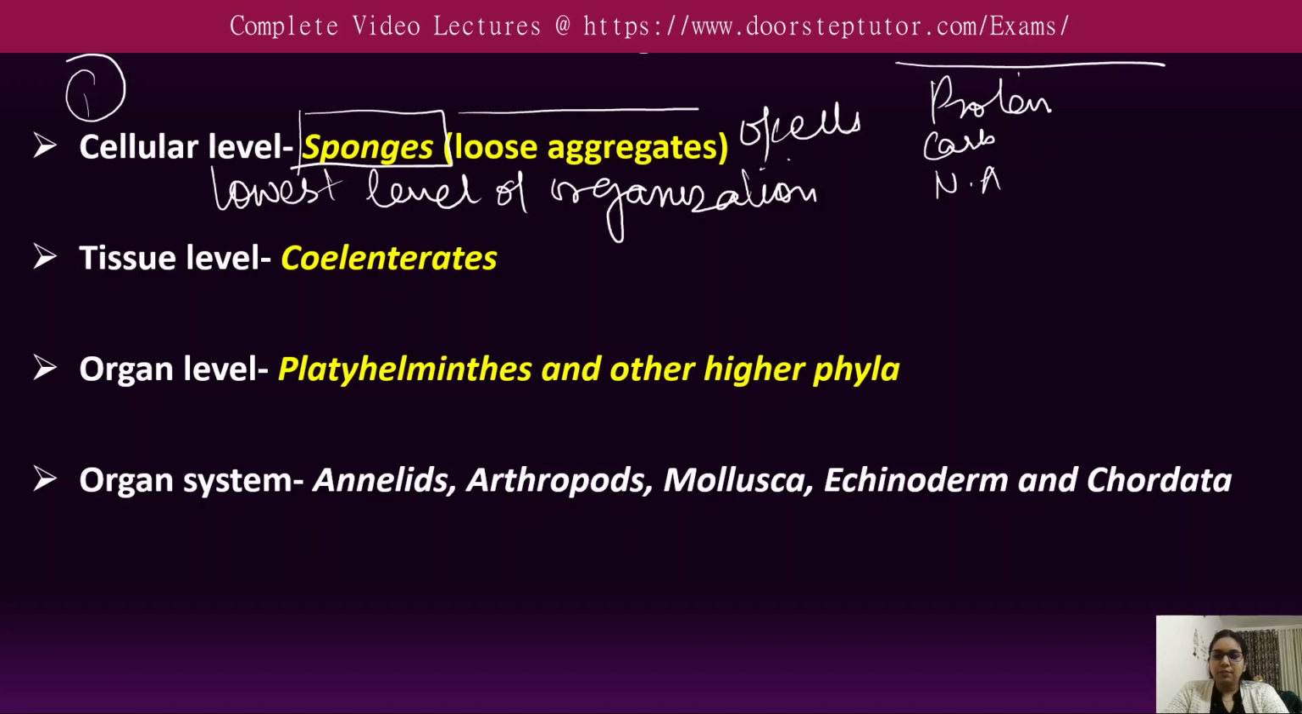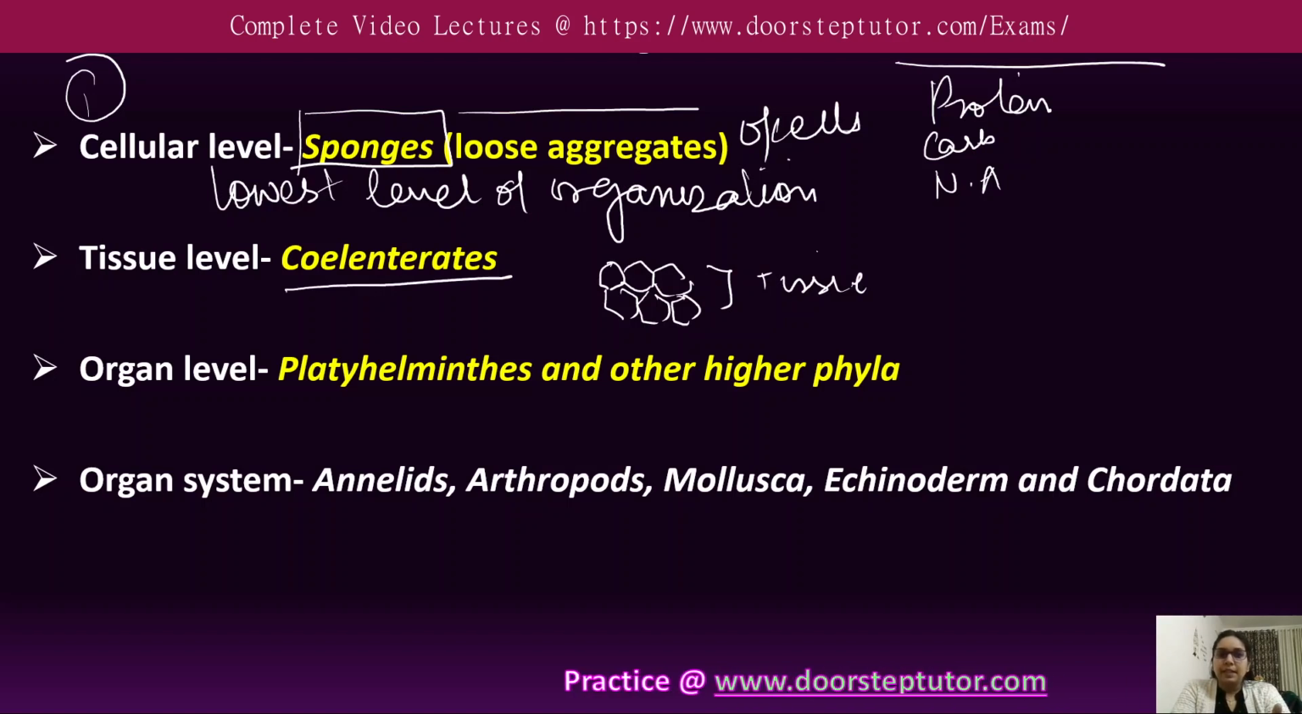Next is the tissue level. We know that similar cells with common functions are grouped together to form tissues. So the same cells are grouped together, and collectively they form a tissue. These tissue levels are basically present in the cnidarians.